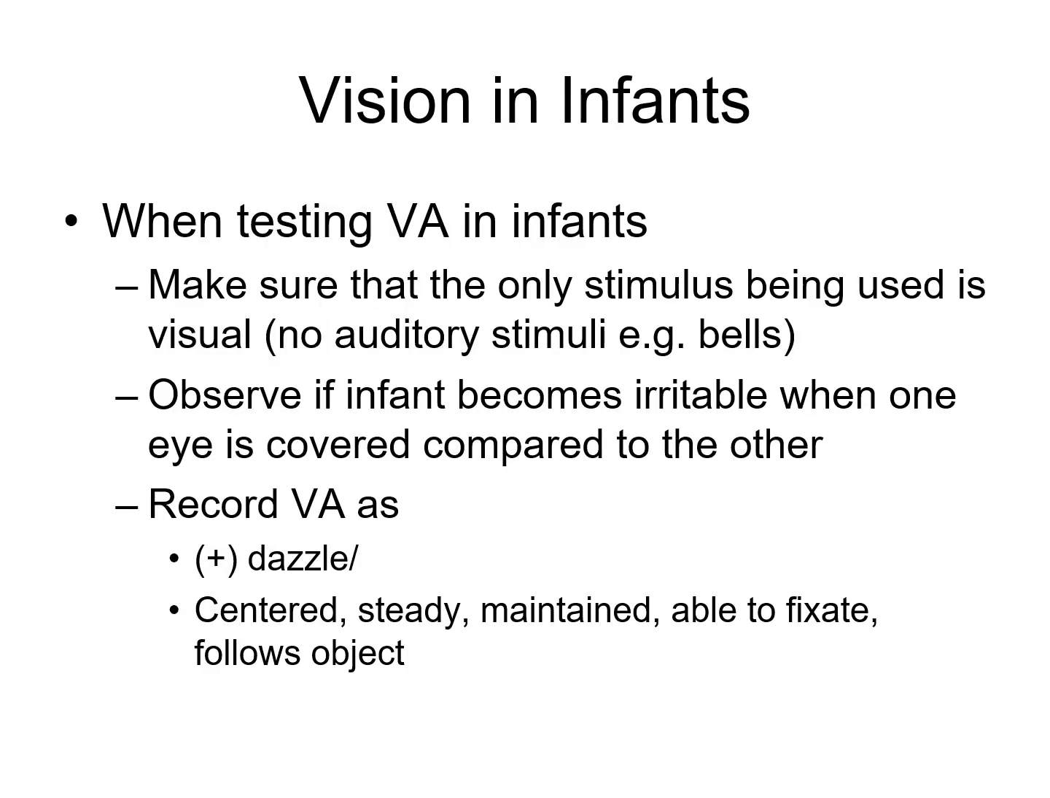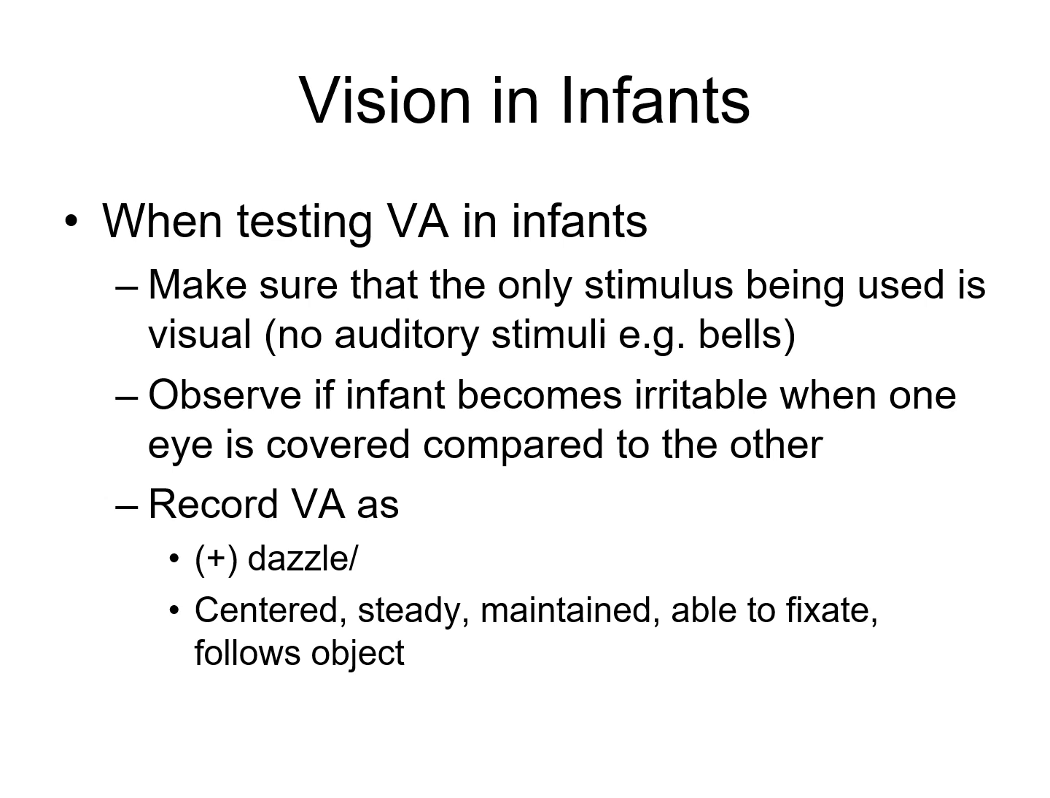In infants or preverbal children, we check their vision by shining light directly onto their eye and checking if the patient grimaces or turns their face away from the light stimulus. We record this as having a dazzle reflex.